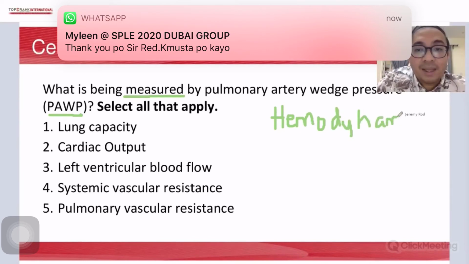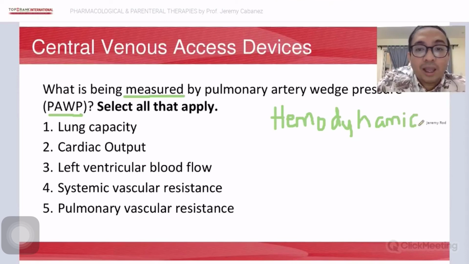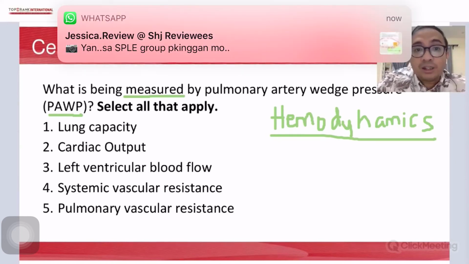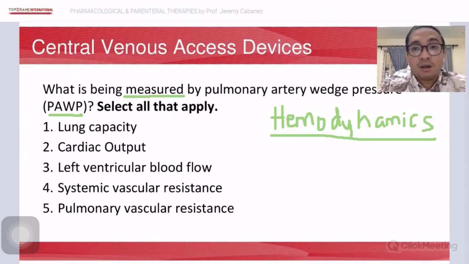Guys, ano bang ibig sabihin ng hemodynamics? Are we talking about circulation or breathing? Hemodynamics stands for circulation. So it monitors the circulation. So tanong, nasaan nga daw dapat ang catheter? The catheter is located where? Usually on the right atrium. So nandun yung catheter, mini-measure niya yung pressure doon.